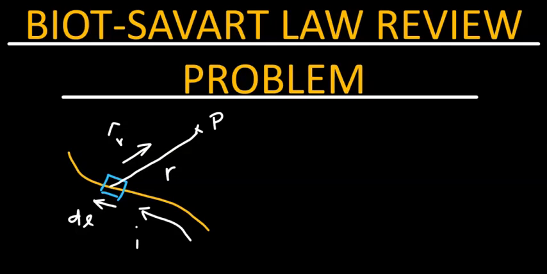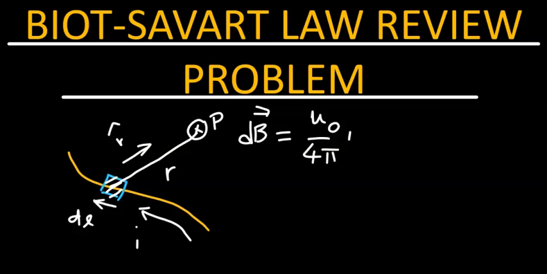Biot-Savart law states the contribution to the magnetic field by that element carrying current at that point is given by the following expression. Let's call the magnetic field by that element dB, and Biot-Savart law states dB equals mu naught over 4 pi I dl, the vector dl, cross into the unit vector r hat over r squared.